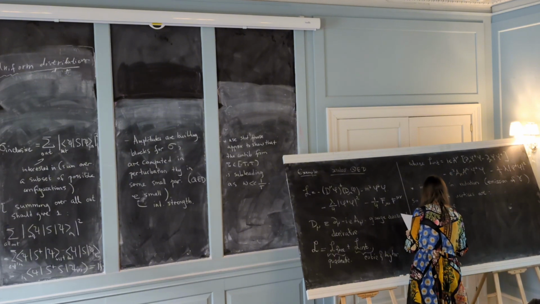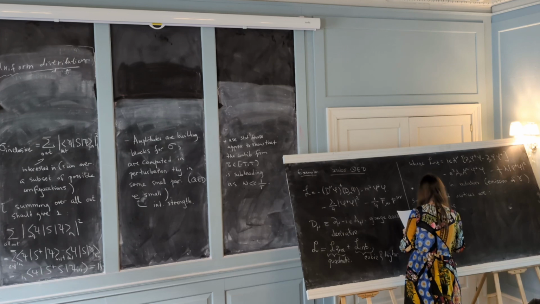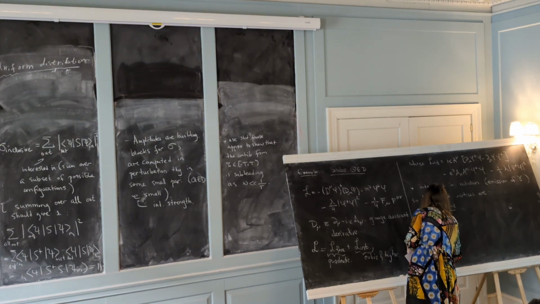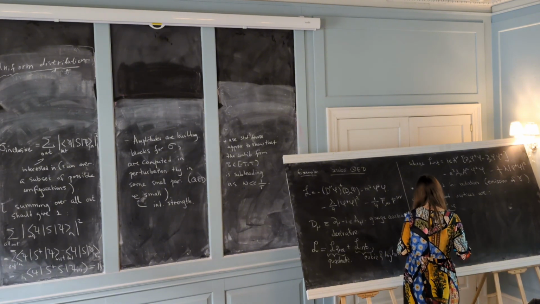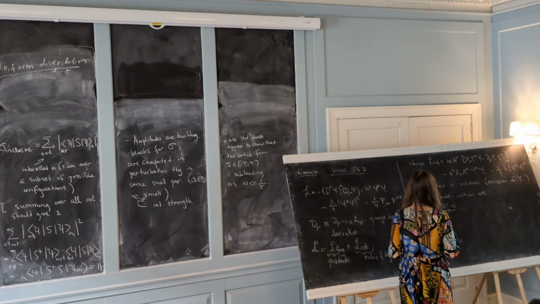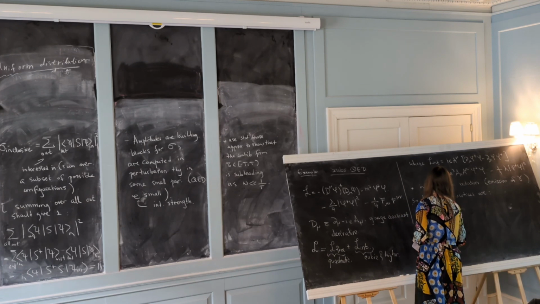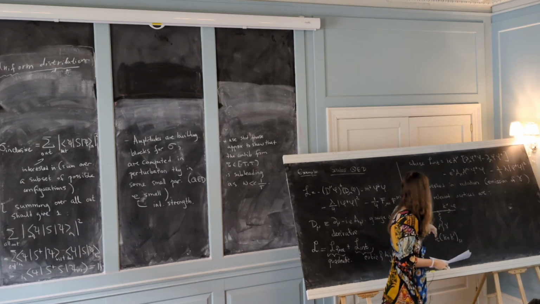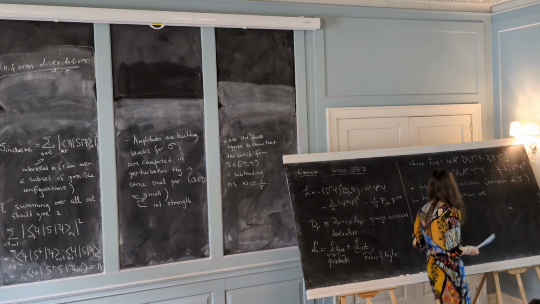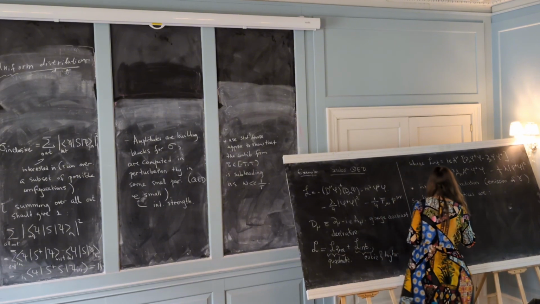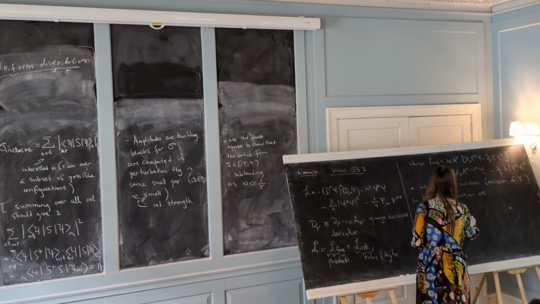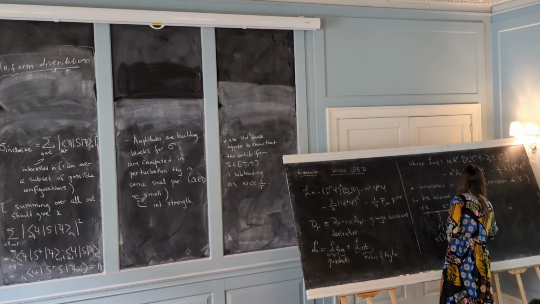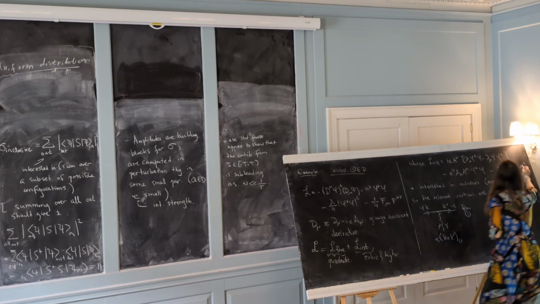So what you find is that the vertex associated to this diagram is basically i e (k plus k prime) mu. Sorry, this photon also has a dangling index mu, right? That would be associated with that. And so this is from the first term.